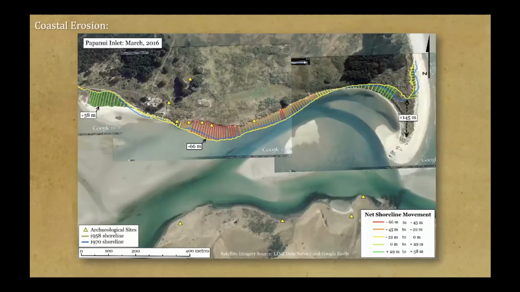And so this type of mapping can help archaeologists to know the best place to excavate if we want to salvage these sites before they are completely eroded. And obviously you wouldn't want to excavate in an area that's increased by 145 meters, because that is going to be sterile deposits. It's not going to have anything archaeological in it yet. So, next slide.